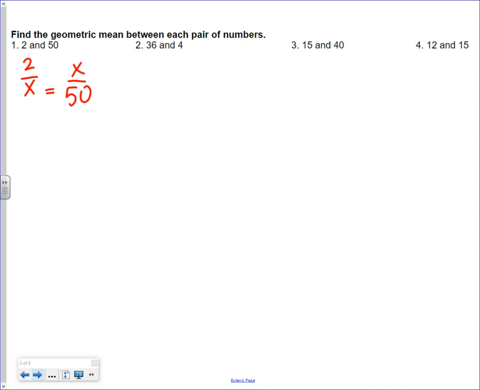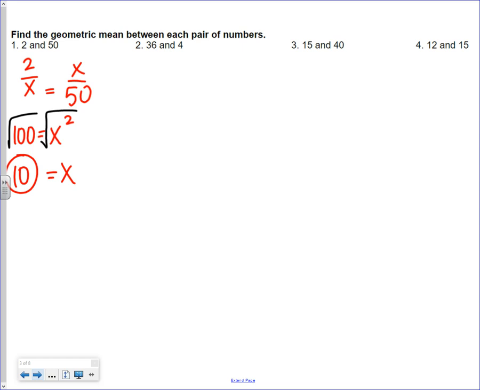Now, I apologize, that's a little crooked there, but you get the idea, right? So how am I going to solve for x? Cross multiply. What is 2 times 50? What is x times x? So how would I solve for x? Take the square root. And normally, you would say plus or minus, correct? But you're not going to here, are you? Nope. What is the square root of 100? 10. That's your geometric mean between those two numbers. Can you guys see that 10 is not exactly between 2 and 50, right? That would be the arithmetic mean if it would be directly in the middle. This is the geometric mean, which is definitely different.